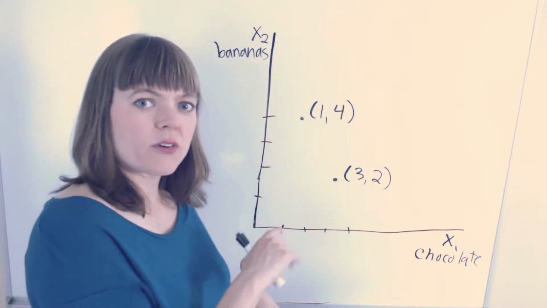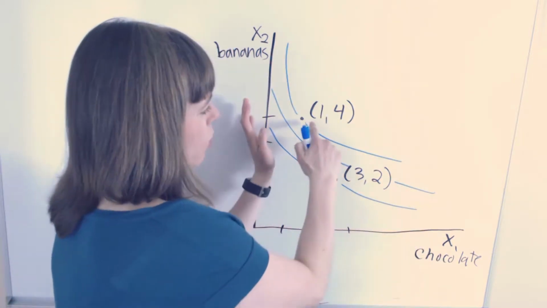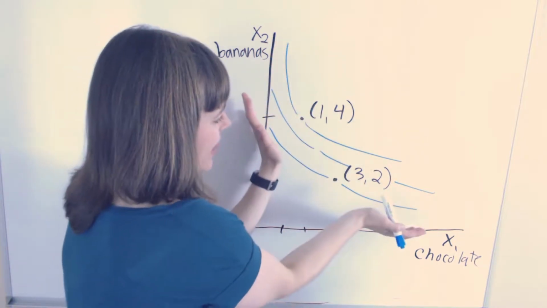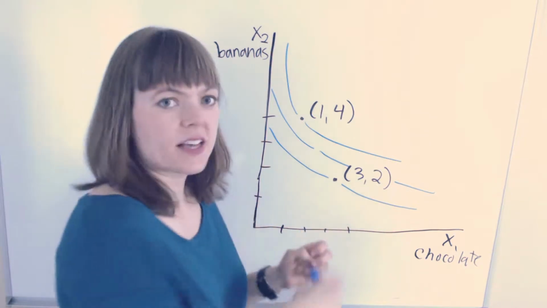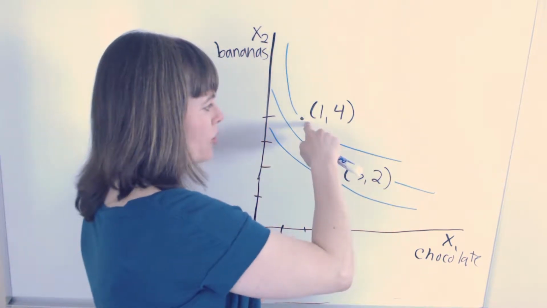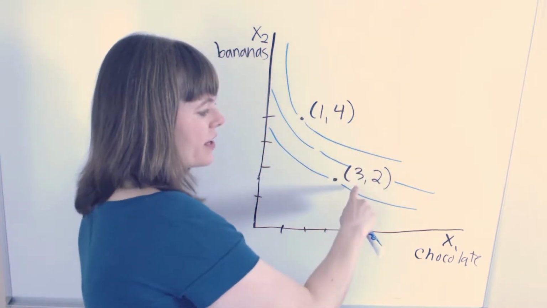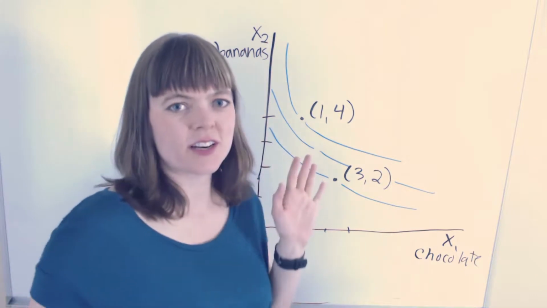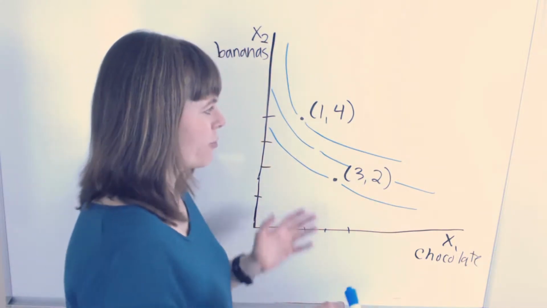So if we have a mountain that looks like this, we can see that the 1-4 point with 1 bar of chocolate and 4 bananas, that's at a higher utility elevation than the 3-2. That tells us this person gets more utility from the bundle that has 1 bar of chocolate and 4 bananas than they do with the bundle that has 3 bars of chocolate and 2 bananas. So maybe this person is a real health nut. They don't want to eat too much chocolate, but they like fruit and bananas.